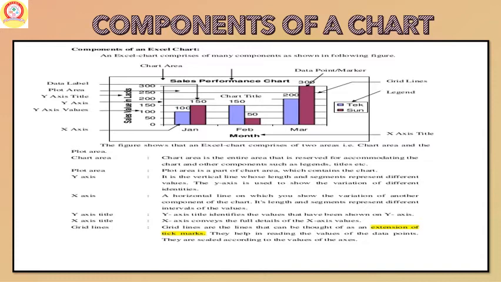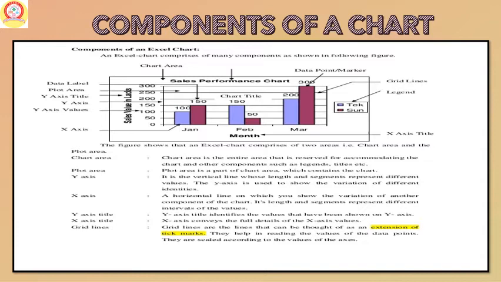Axis title. It is a title given to an axis. A 2D graph has two axes and a 3D one has three axes, that is X, Y and Z. Chart area. It refers to the area within which all chart components are found.